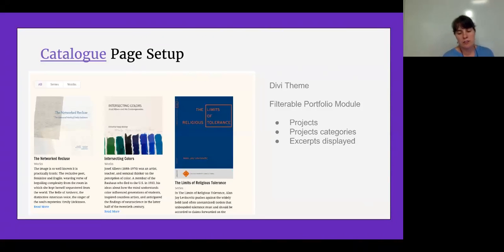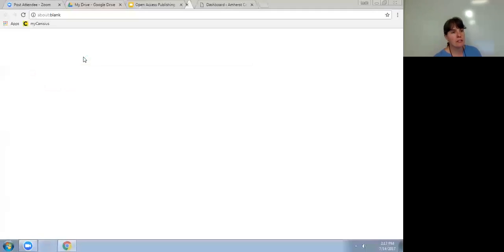So what I did for the catalog, after looking around for a while, is I used a filterable portfolio module that's part of this theme. And what it does is it basically takes a WordPress page and now calls it a project. And then you can categorize those projects and display the excerpts. I did have to do a little bit of coding change to get the excerpts to show the way I wanted to and to add the read more link. I'll show you a live version of this.